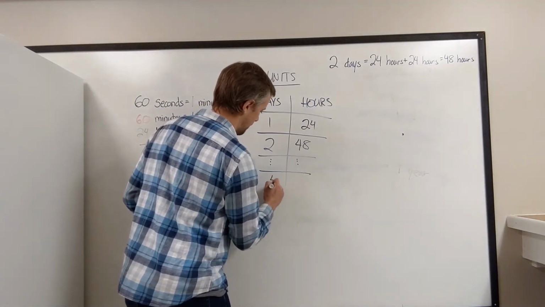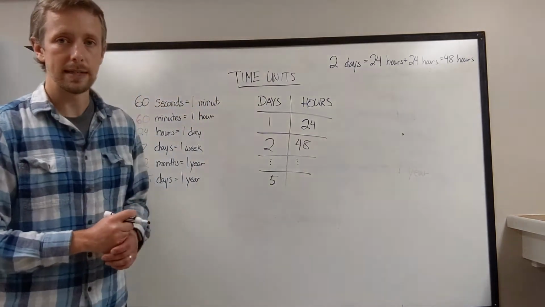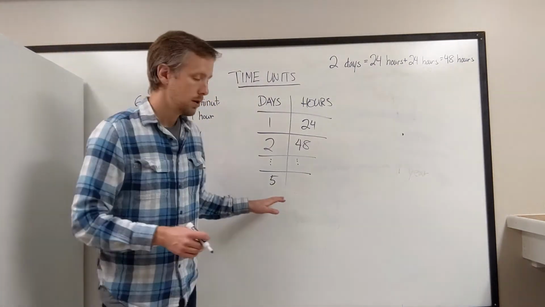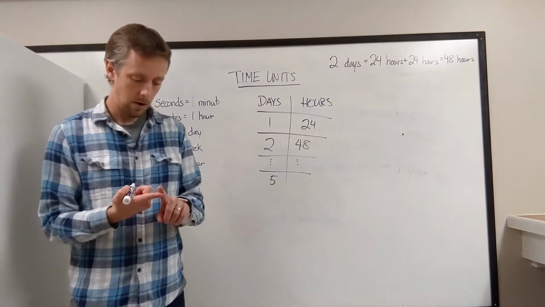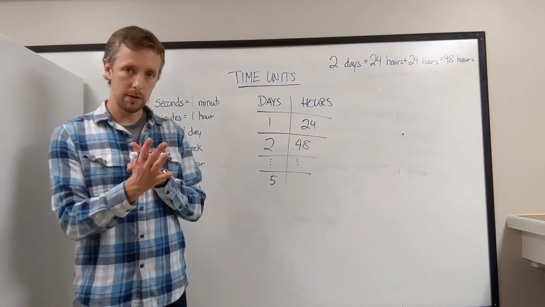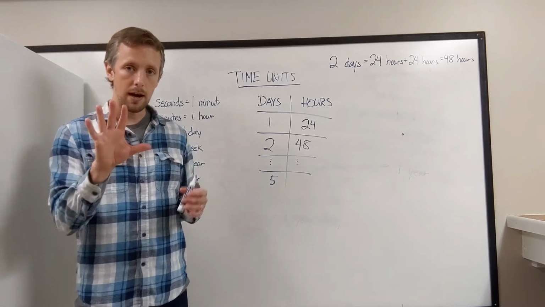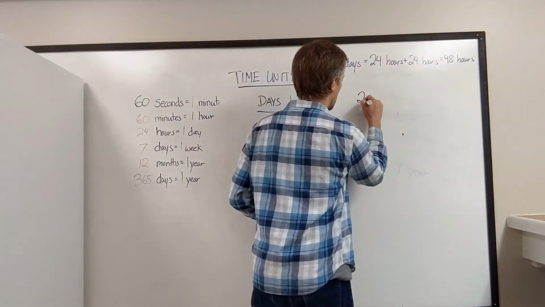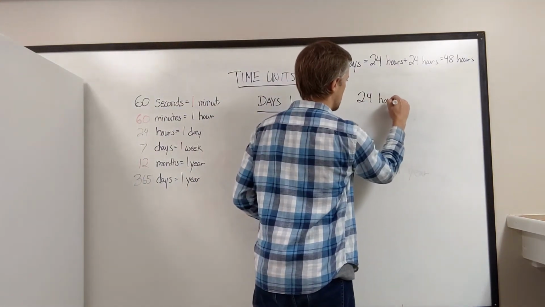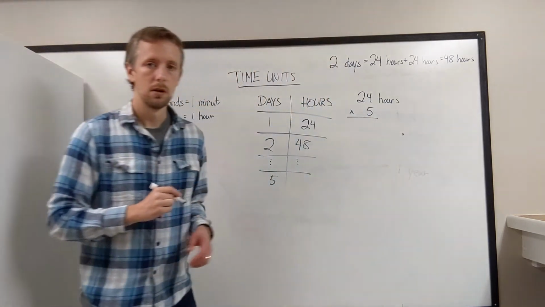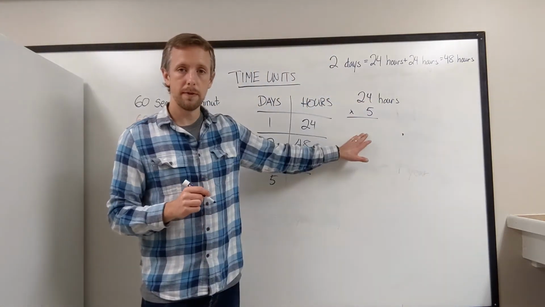And let's do 5. 5 days. How many hours is 5 days? Well, 5 days would be 24 hours plus 24 hours plus 24 hours plus 24 hours plus 24 hours. So 5 times 24 hours. So it'd be 24 hours times 5. So we just take 24 times 5.